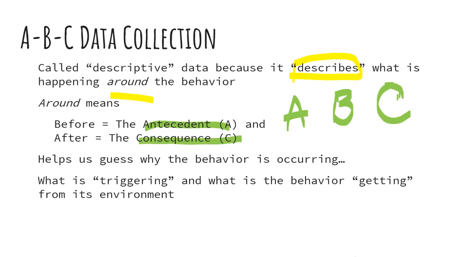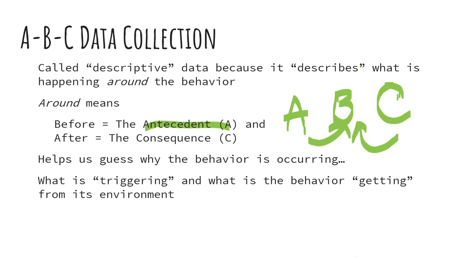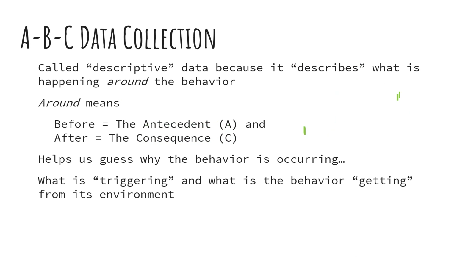So we're looking at, gives us a really good indication of how the environment, that antecedent and that consequence rather, is affecting somebody's behavior. What is triggering, and what is the behavior getting from its environment that's making it continue over time.